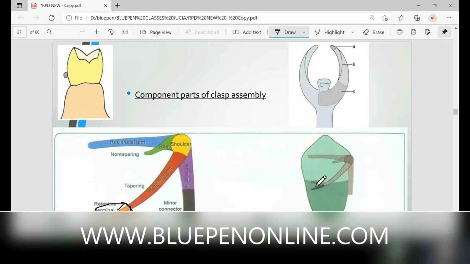Now this retentive arm, definitely it is going to give some forces because that's a flexible component. So when it moves around, there is some kind of force that is going to happen. This force is counteracted by the reciprocal arm. That is going to stabilize this. So both of them, the retentive arm and the reciprocal arm, together help in this complete retention. So that is your retentive arm and reciprocal arm. Very important.